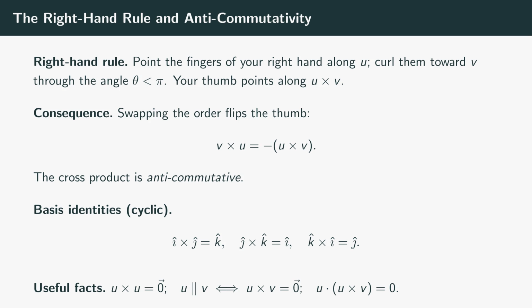The unit vectors follow a clean cyclic pattern. i cross j is k, j cross k is i, and k cross i is j. Go around the cycle forward and you get a plus, backward, and you get a minus. A few facts worth memorizing. Any vector crossed with itself is the zero vector. Two vectors are parallel exactly when their cross product is zero, and the cross product dotted back into either input always gives zero. That is just perpendicularity restated.